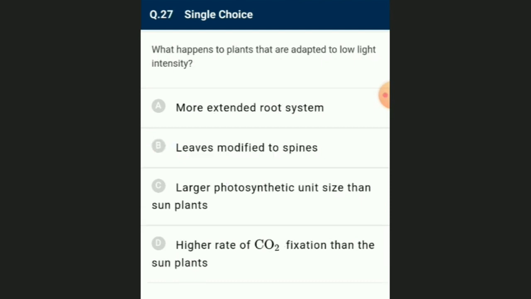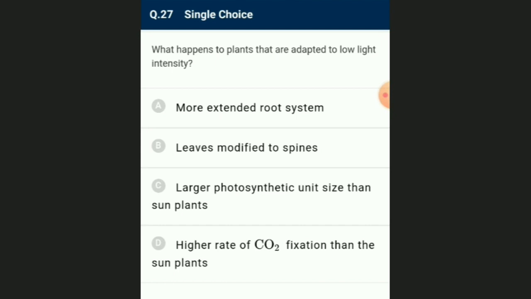Question number 27. What happens to plants that are adapted to low light intensity? The ultimate source of light for photosynthesis in green plants is the radiant energy coming from the sun, which moves in the form of electromagnetic waves. Out of the total solar energy reaching the earth, about 2% is used in photosynthesis and about 10% is used in other metabolic activities.